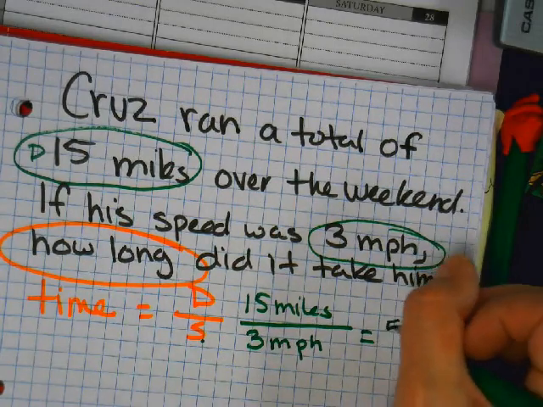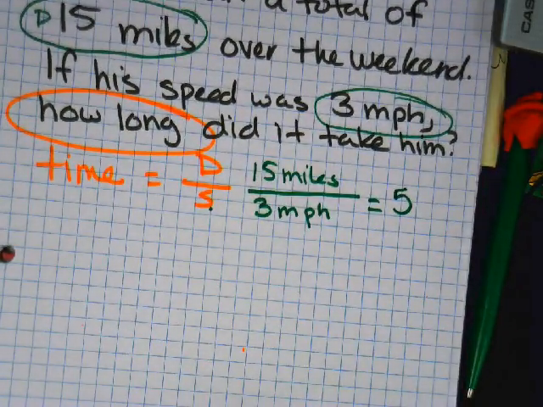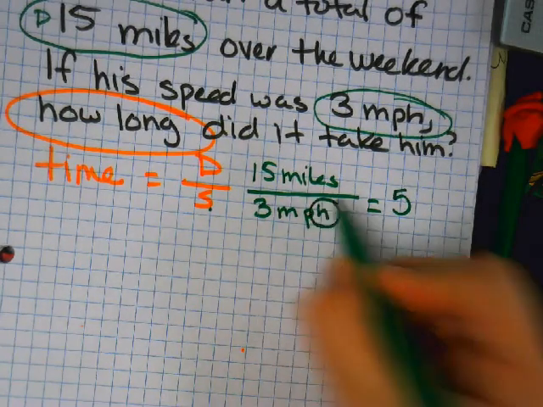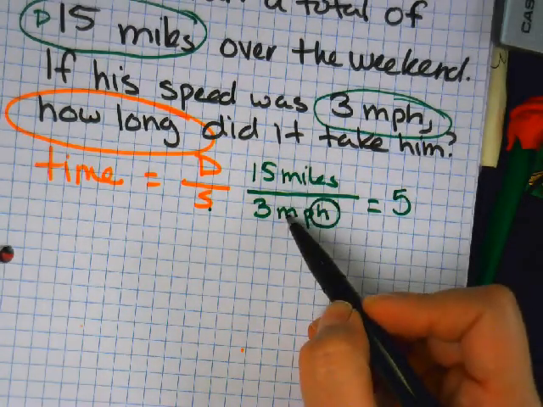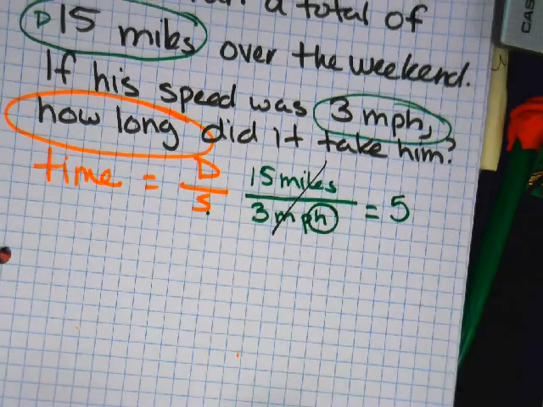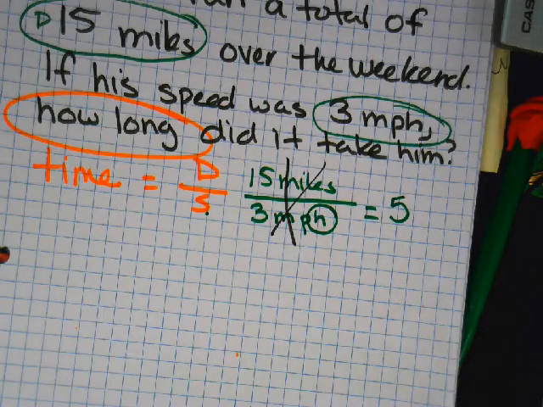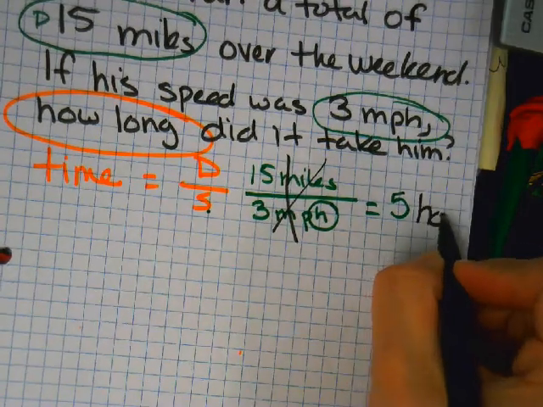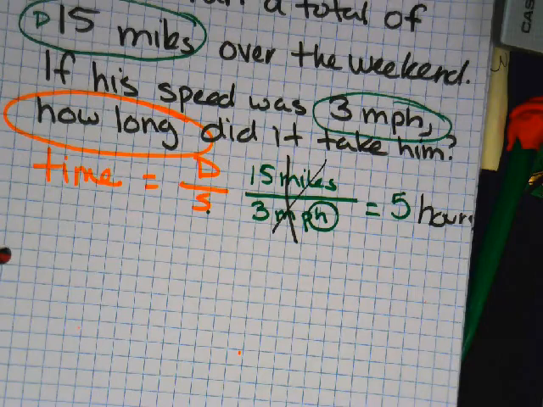5 what? Hours. How do you know it's hours? Miles per hour. Do you know what happens to these 2 miles? They go away. If a word repeats, even if it's just abbreviated, they cross out. They get eliminated. It is 5 hours. Does it make sense that I say it takes him 5 hours? Yes, right?